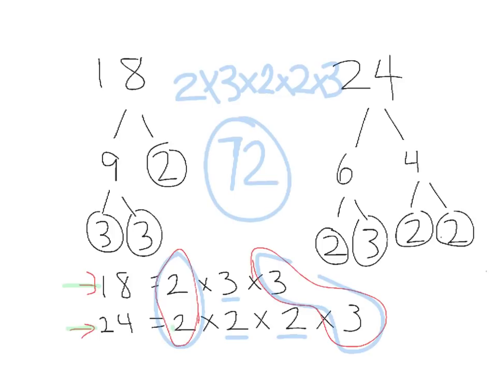That is the smallest number that both of these numbers divide into. Actually 24 times 3 is 72, and 18 times 4 is 72. That's the smallest number that both of those go into, so that's the least common multiple. And this is a way of doing it using prime factorization.